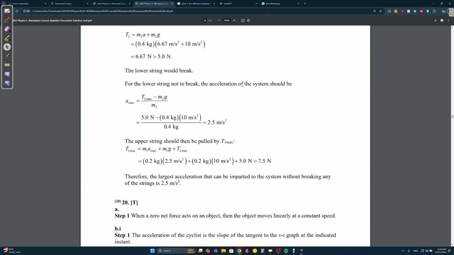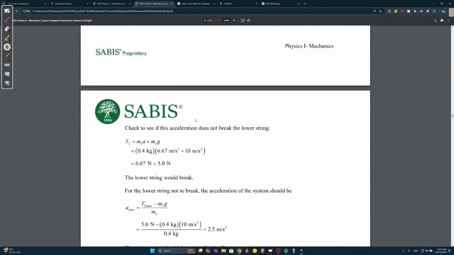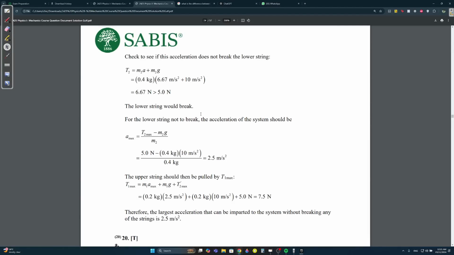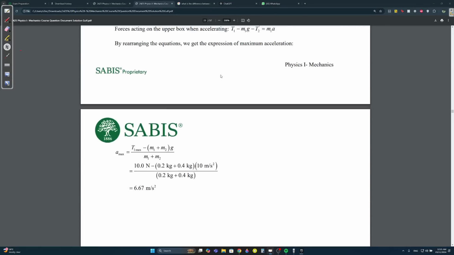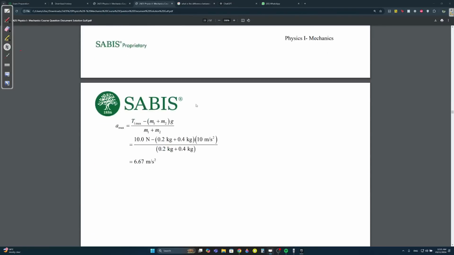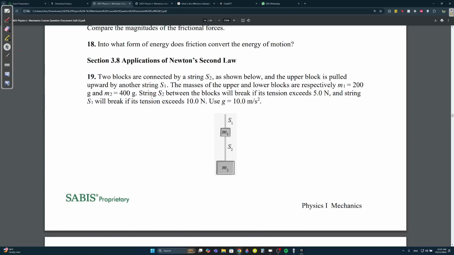Okay, so basically, what happened here is we got our acceleration to be 6.67. So you have to check if 6.67 will break the string. We got T2 is 5 newtons. Or actually, no, it's given in the question, T2, the maximum of it. Oh, this is not the question. They told us T2 is 5 and T1 is 10.